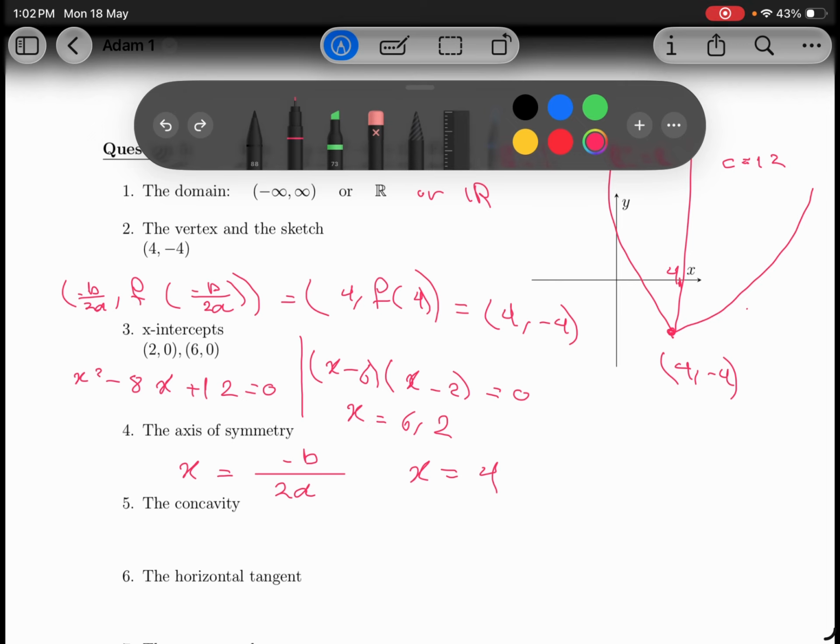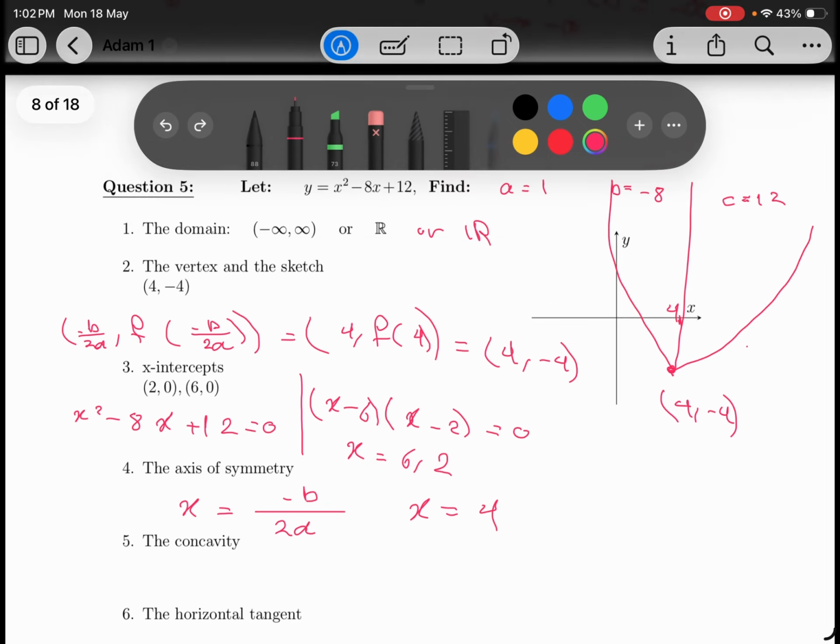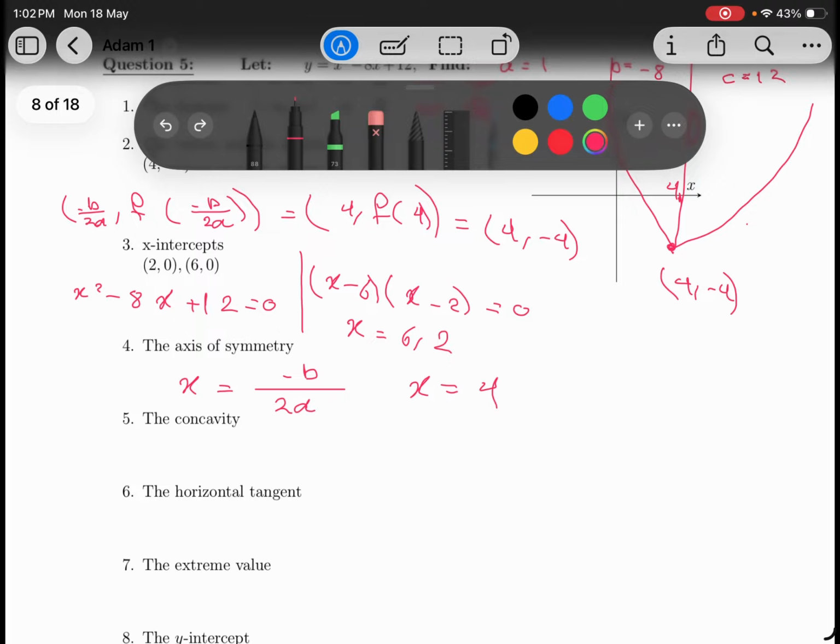Okay, so here the concavity, you know that a equals 1, more than 0, so this is concave up. Okay, over its domain, over real numbers, over minus infinity to infinity, or simply you can write concave up or upward, the way you like.